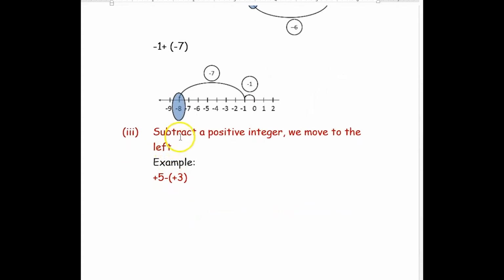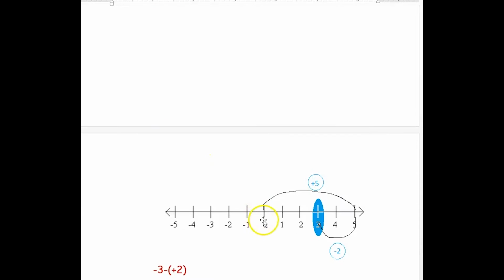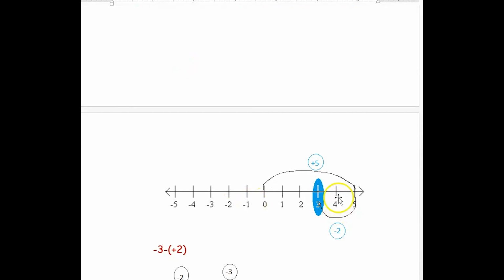Now the third one is subtracting a positive integer. To subtract a positive integer, we have to move towards the left. For example, plus 5, a positive integer, minus plus 3, again a positive integer. First you are at plus 5, and you are subtracting the positive integer 3. So you are moving towards the left. Subtracting 3, you move towards the left, so you will be landing on the number 3.